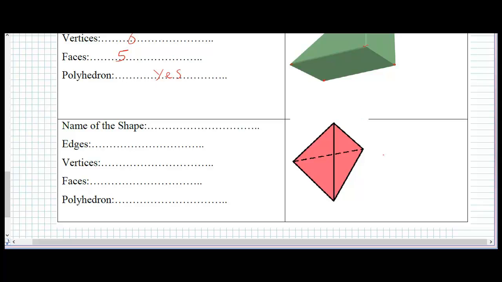Let's go next. This one, I will change the color. This one, I have only one base, down. You can see only this base down. So if we have only one base, this one is a pyramid. How do we call a pyramid? We call a pyramid with the name of the base. What is the name of the base here? Triangle. So it will be a triangular pyramid.